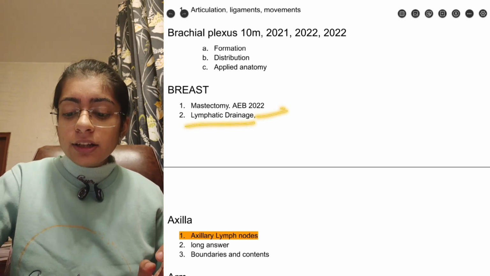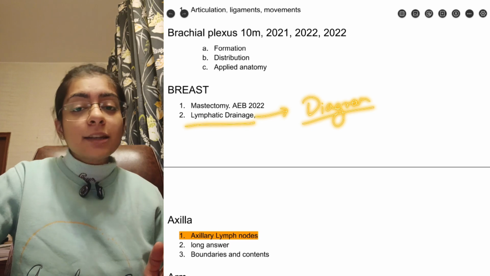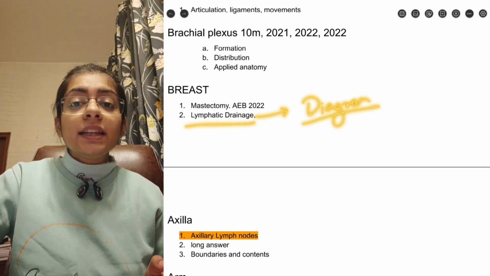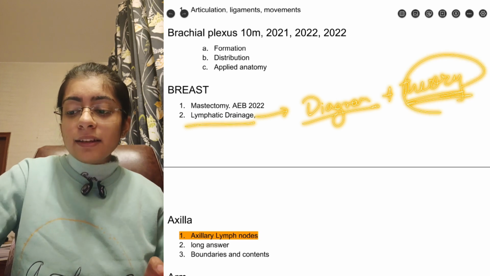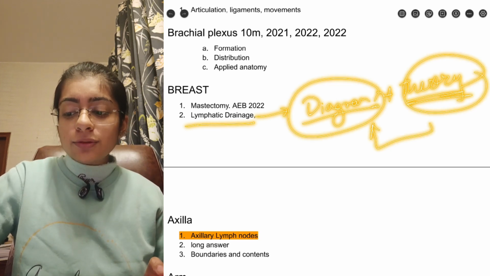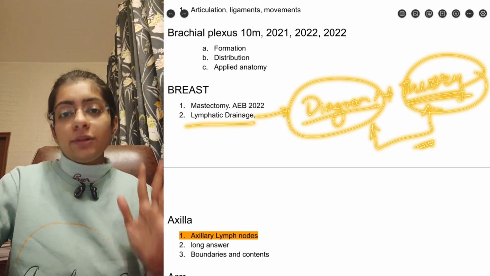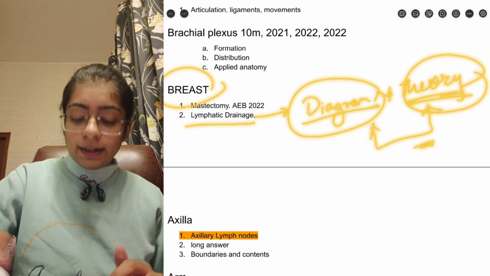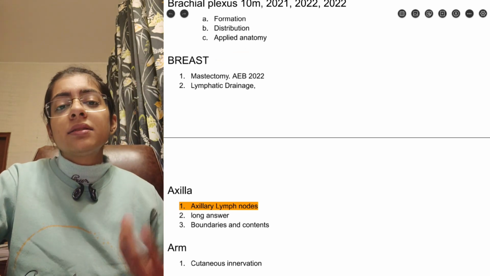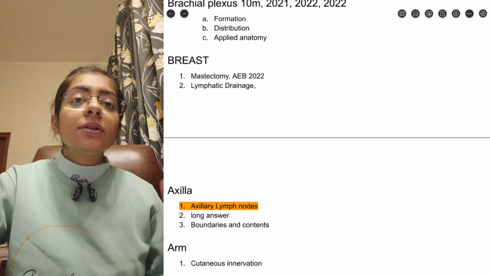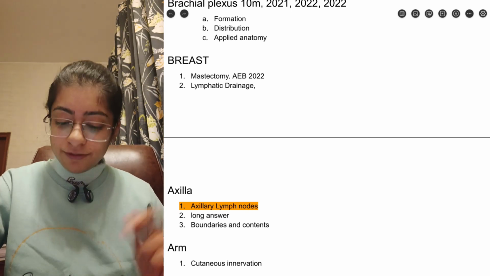Then lymphatic drainage. Many times we know the theory, right? And many times we just know the diagram. So we need to know diagram plus theory, because even if we miss out on either of these two things, we will lose marks, because this is a very important question from breast, right? In breast you can also get the cutaneous nerve supply and blood supply, because I have told you blood and nerve supply are the most important things, kind of.